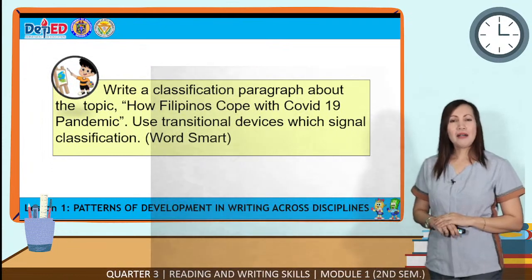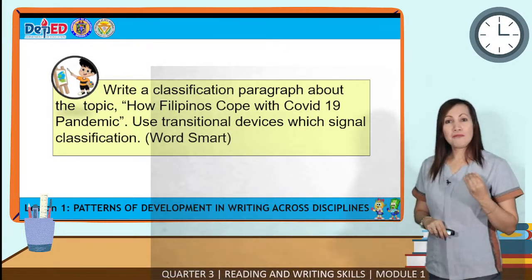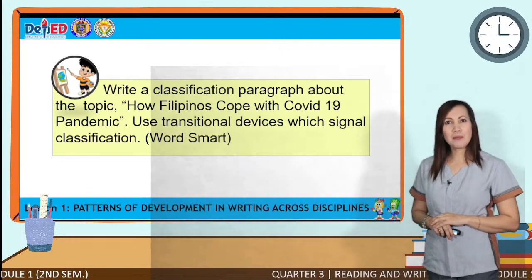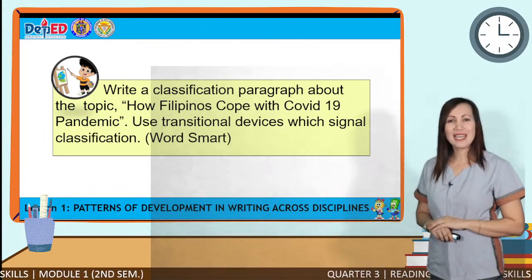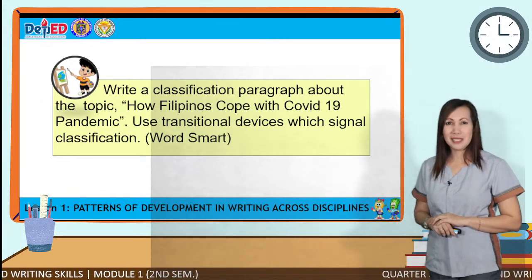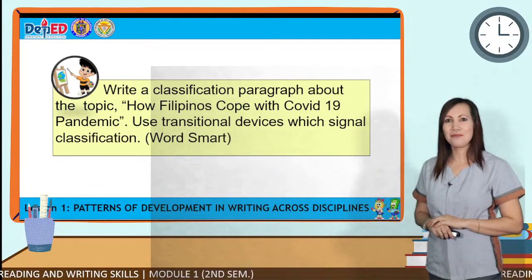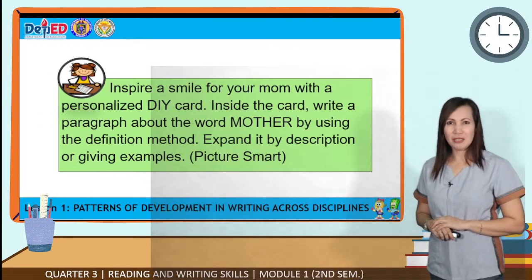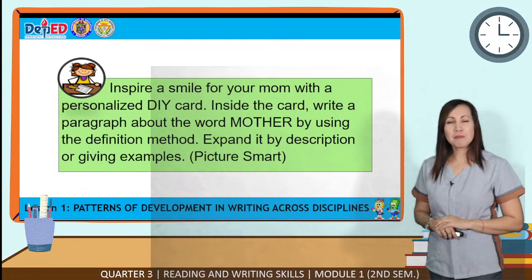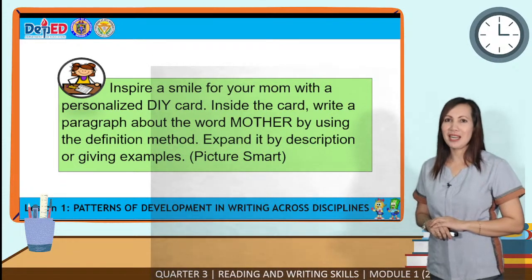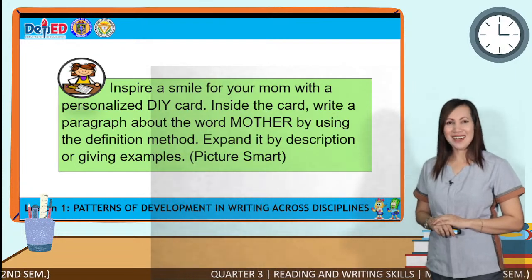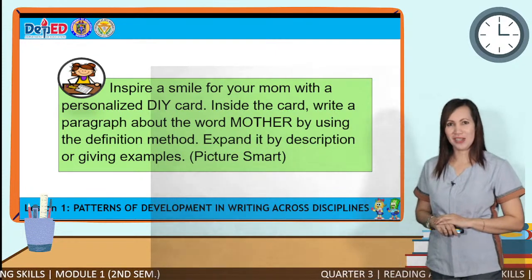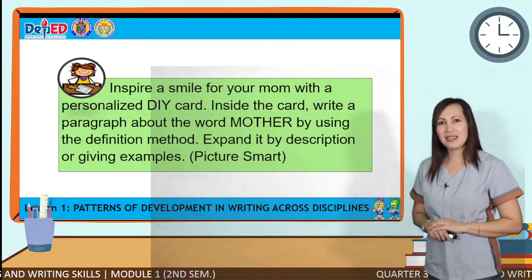If you are word smart, or a verbal linguistic, you're going to write a classification paragraph about the topic, how Filipinos cope with COVID-19 pandemic. You are going to use transitional devices which signal classification. If you are visual, spatial, or picture smart, you're going to inspire a smile for your mom with a personalized do-it-yourself card. Inside the card, write a paragraph about the word mother by using the definition method. Expand it by description or giving examples.